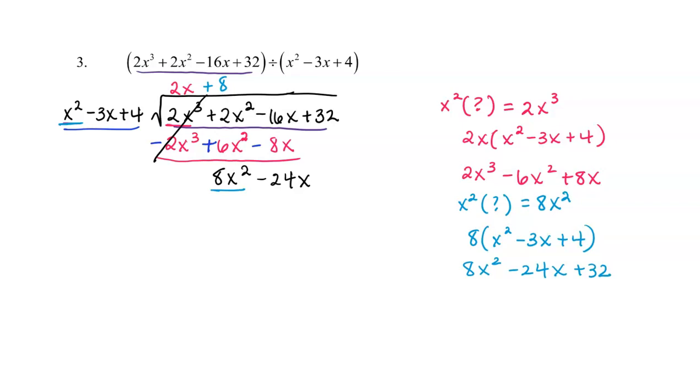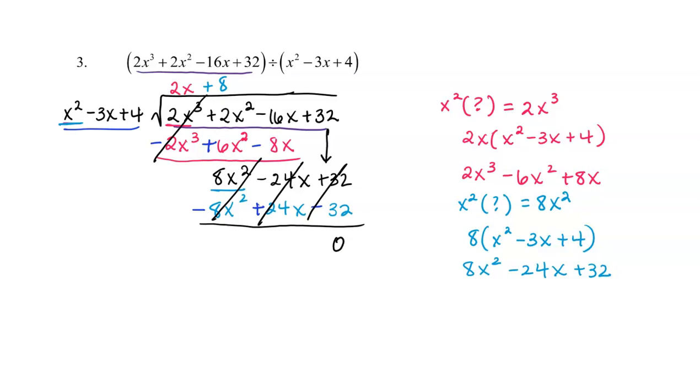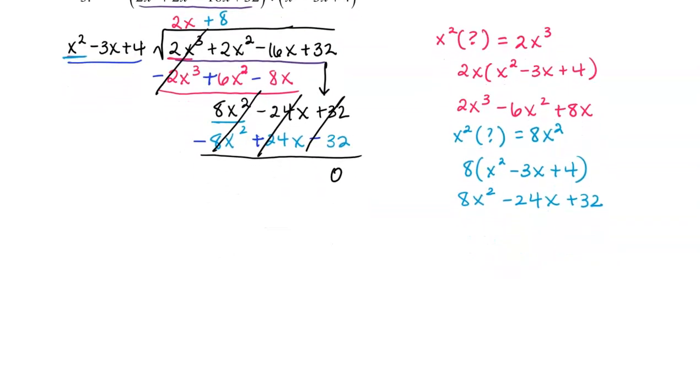I'm going to also bring down this plus 32 right here that I did not bring down earlier. I will line up that 8x squared minus 24x plus 32 under our dividend, and because we are subtracting, all three of these terms change signs. In this case, everything cancels out and leaves us with a remainder of 0.